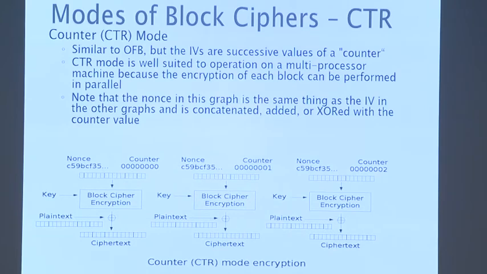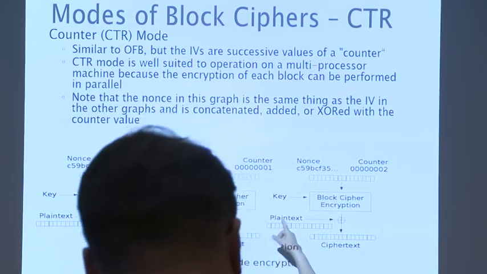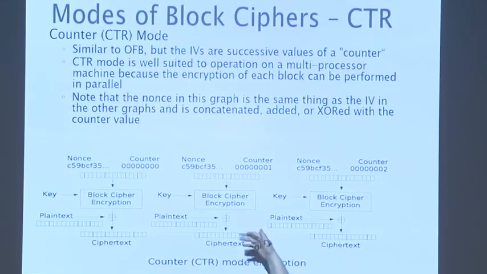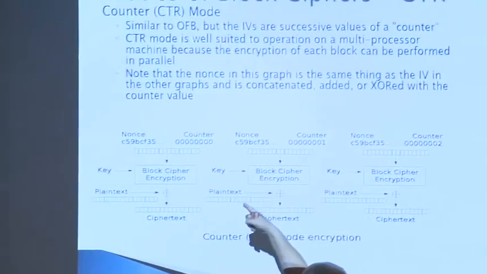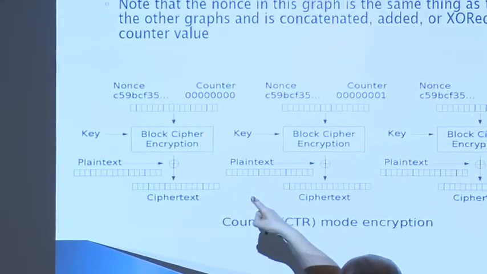We have what is known as a nonce or a random number. You'll notice at the end of each one of these, the counter here is 0, counter 1, counter 2. So we just keep increasing this by one. So that becomes the input along with my key.